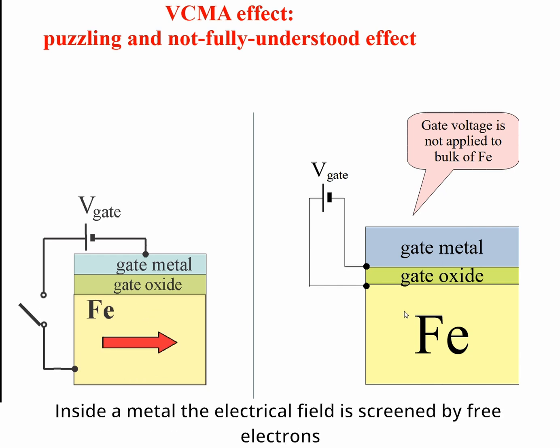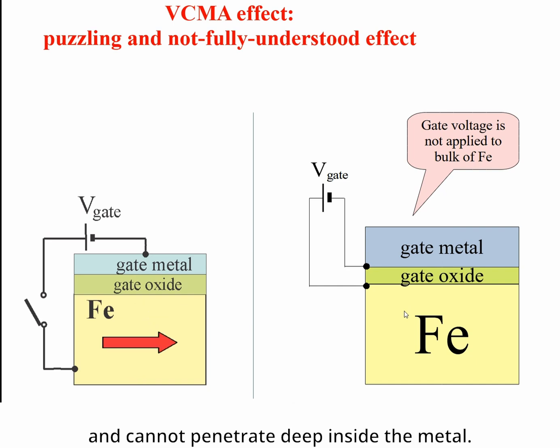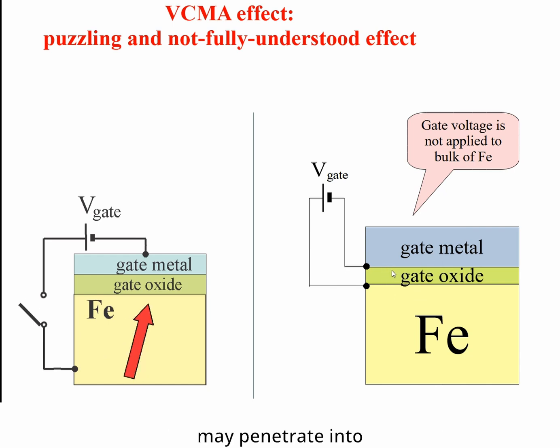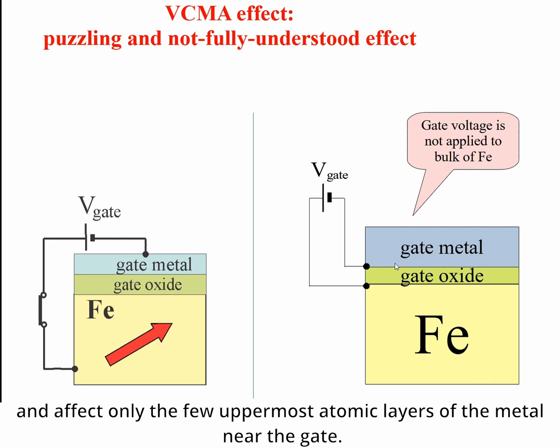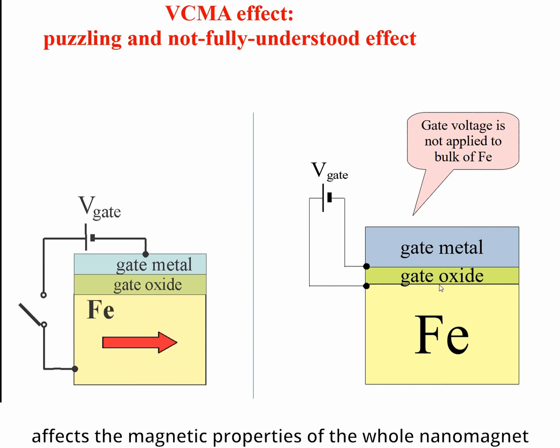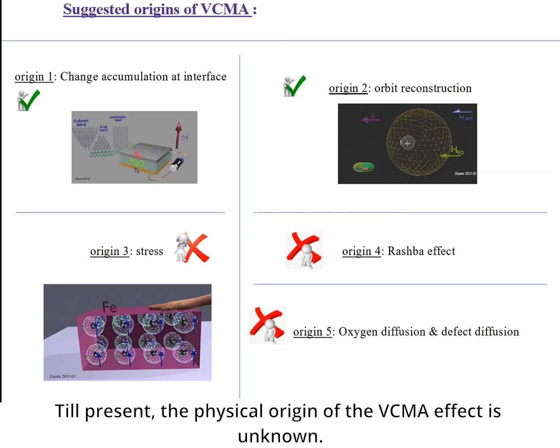Inside a metal, the electrical field is screened by free electrons and cannot penetrate deep inside the metal. As a result, the voltage which is applied to the gate may penetrate into and affect only the few uppermost atomic layers of the metal near the gate. However, the change of magnetic properties of the uppermost layer by the gate voltage affects the magnetic properties of the whole nanomagnet. Till present, the physical origin of the VCMA effect is unknown.